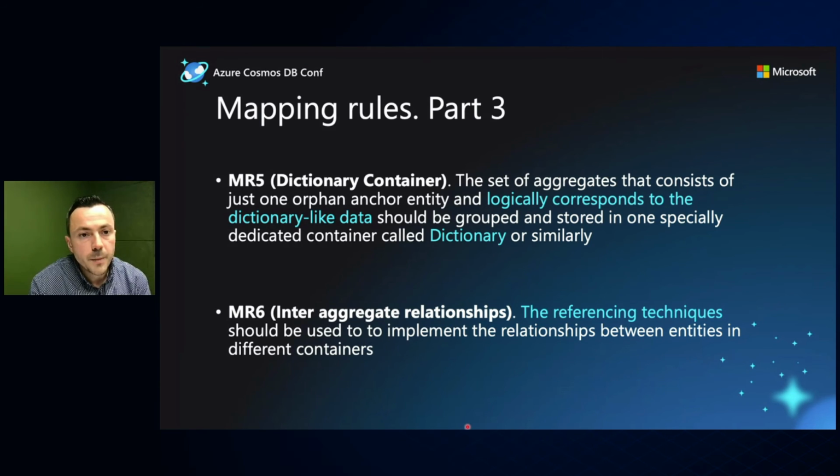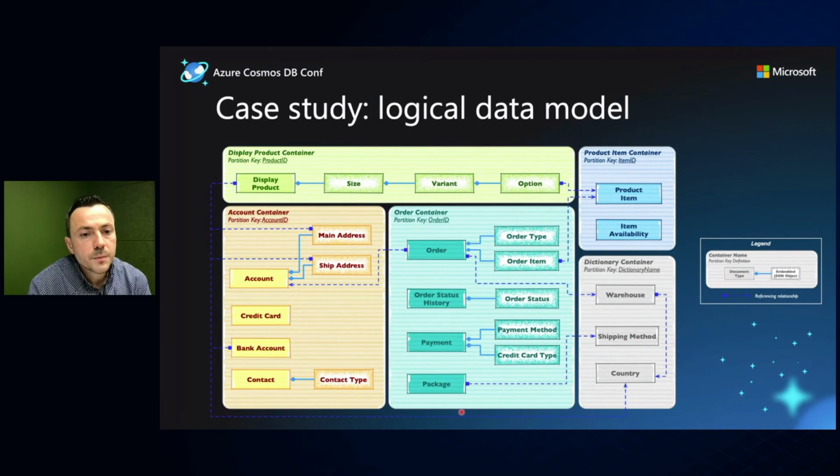Applying all these mapping rules, we came to the first logical data model on the Cosmos DB side. You can see here that we defined a list of the following containers: account container, order, display product, and product item, and specially dedicated dictionary containers. Each container has a partition key defined by the anchor entity primary key. So for example, we have product ID for the product container, account ID for account, and so on, and similarly for other containers.